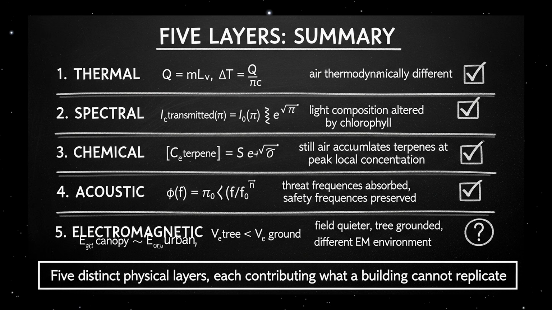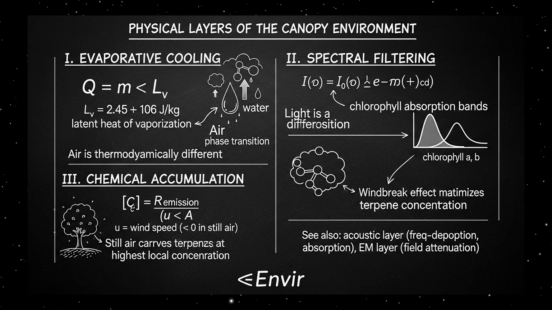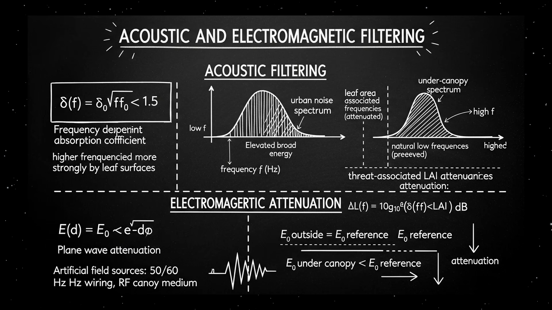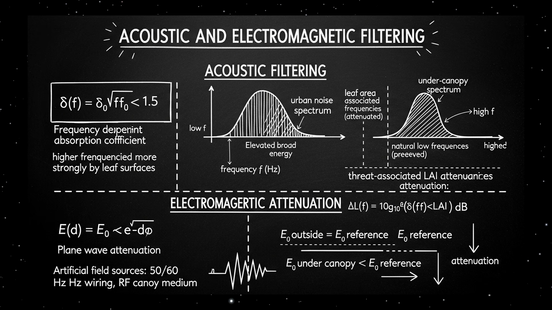5 layers, each one contributing something a building cannot. Evaporative cooling through latent heat of vaporization. The air is thermodynamically different. Spectral filtering through chlorophyll absorption. The light is a different composition. Chemical accumulation through windbreak physics. The still air carries terpenes at the highest local concentration. Acoustic filtering through frequency-dependent leaf absorption. The sound environment removes threat frequencies and preserves safety frequencies. And electromagnetic quiet, the attenuation of artificial field noise beneath a grounded canopy.